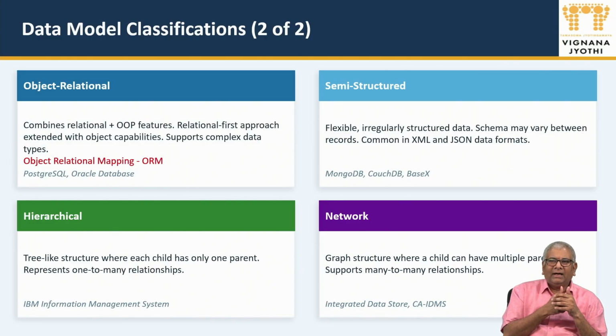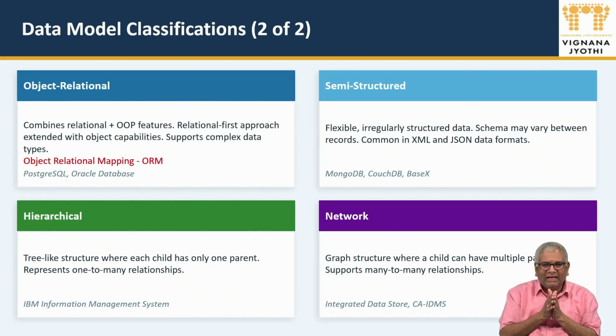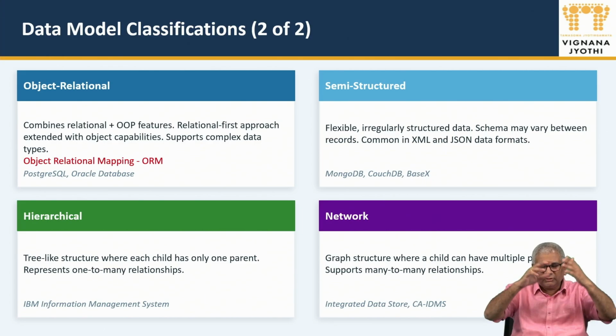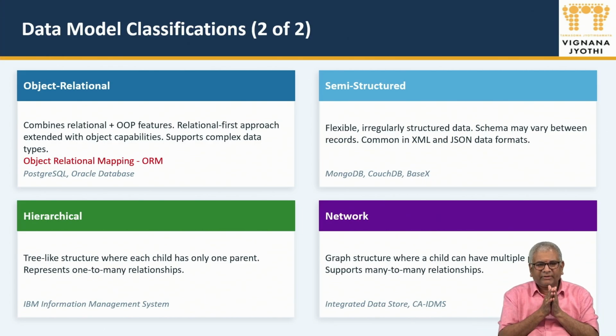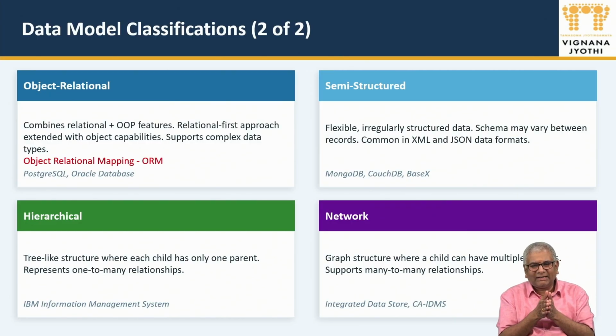Hierarchical model, in that you have a tree-like structure. I'm going to show the picture of that. You will have an idea where there is a parent and child, all that kind of thing, a one-to-many relationship. It is actually a pretty old model. IBM's Information Management System, a database management system, uses this hierarchical model.